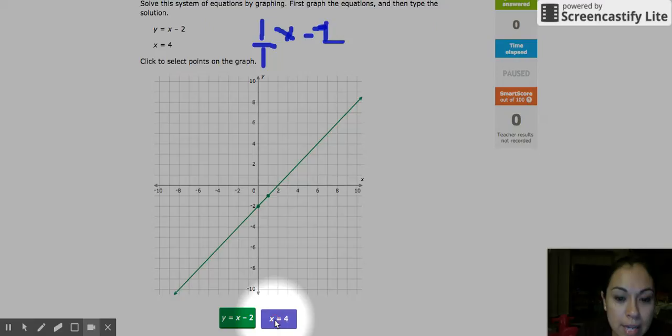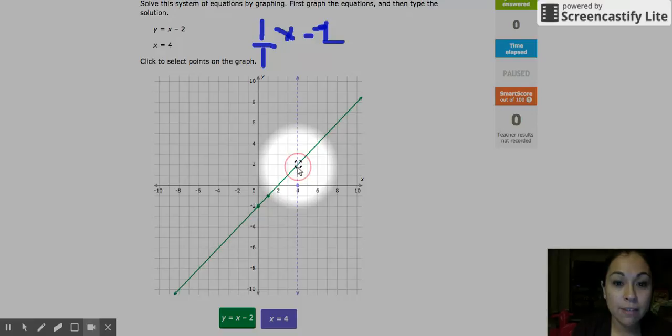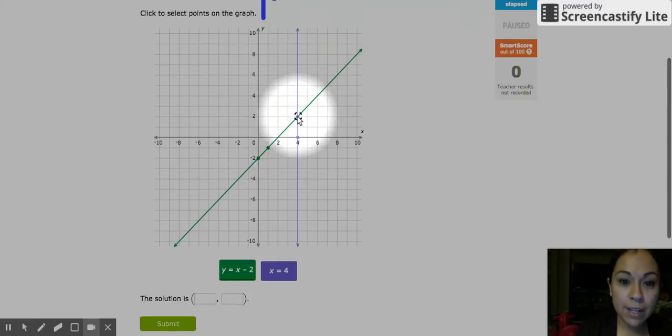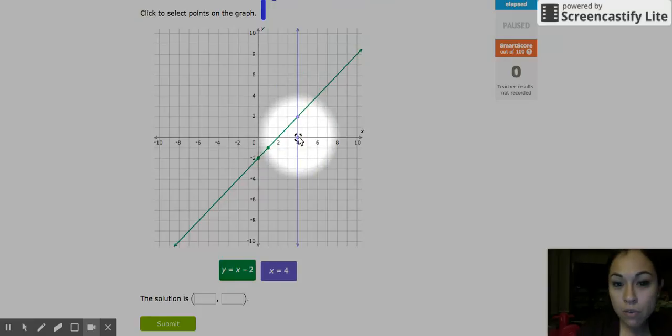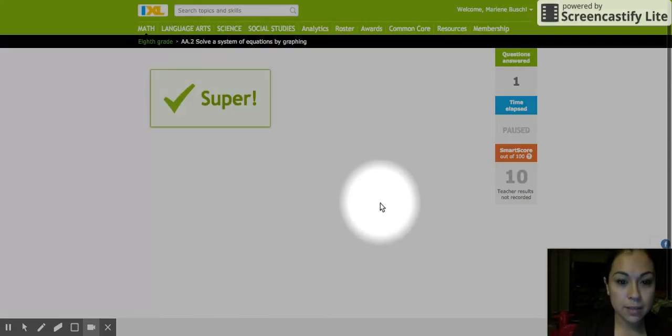Okay, next equation, x equals 4. X is 4, so you got to go to your x-axis. X is 4, and we know that it's a vertical line. So there you go. Look at your point of intersection. That's where the lines share a point. That is your solution, and that is also your coordinate. Remember, x comes first, so it's 4 comma 2. So down here, you're going to put 4, the comma's there, 2, and submit.